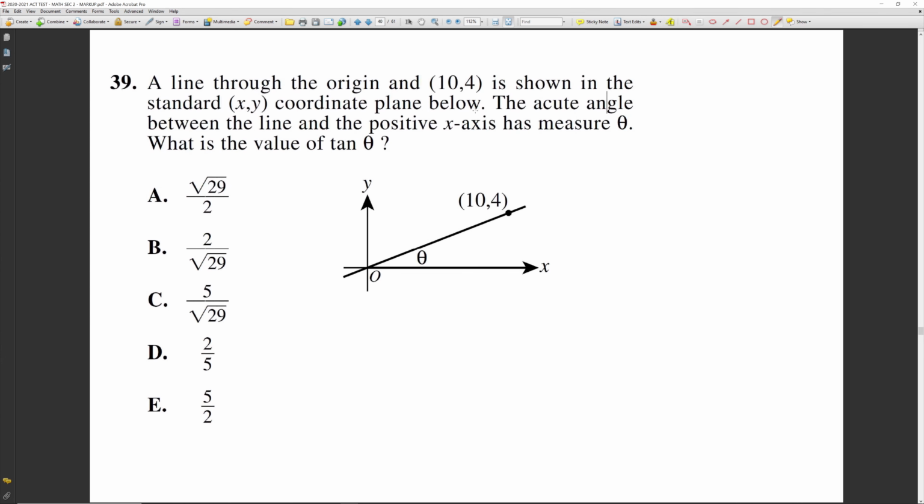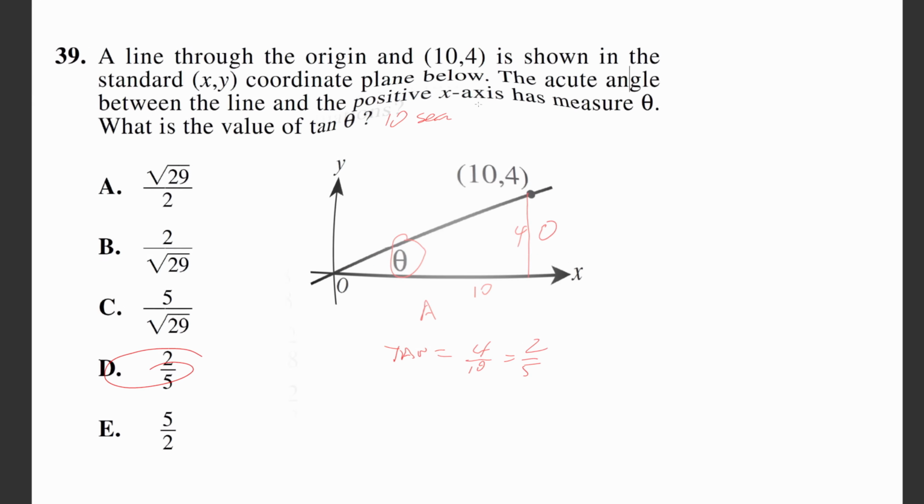Number 39. A line through the origin and (10, 4) is shown in the standard xy coordinate plane below. The acute angle between the line and the positive x-axis has a measure of theta. What is the value of tan theta? Well, tangent is just opposite over adjacent. So this is opposite, this is adjacent. This is 10, that's 4. So tangent is equal to 4 over 10, or 2 over 5. The answer is D. So in reality, this is 10 seconds. That's what I'm talking about.